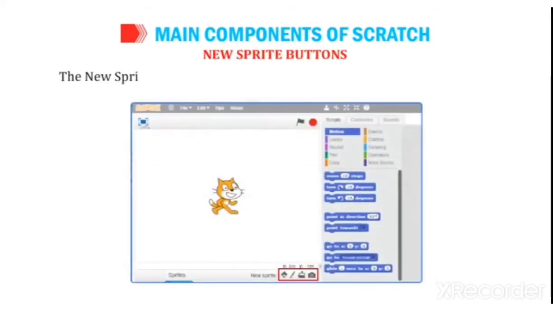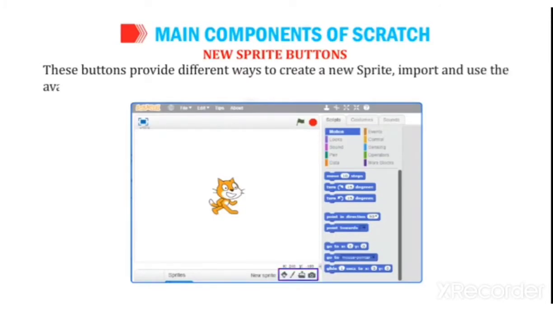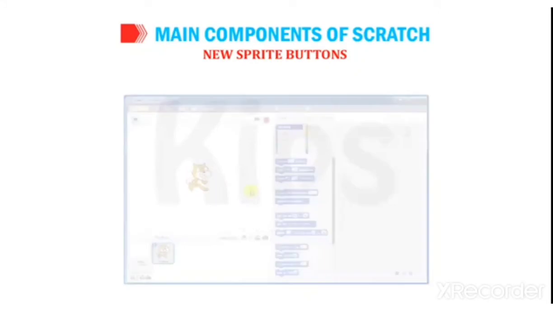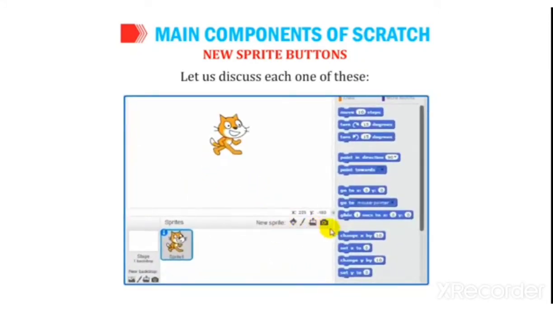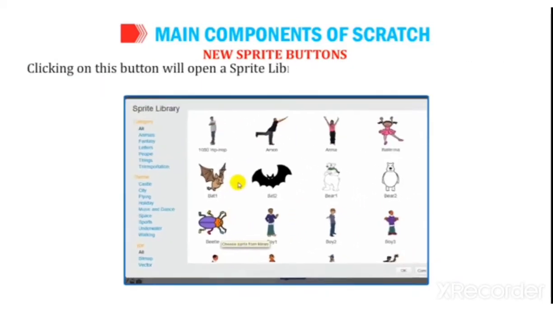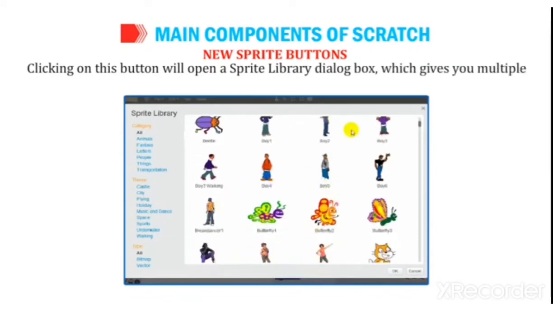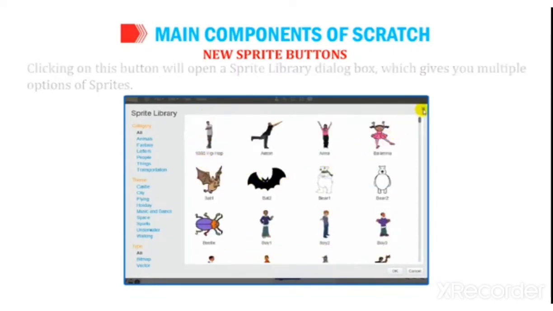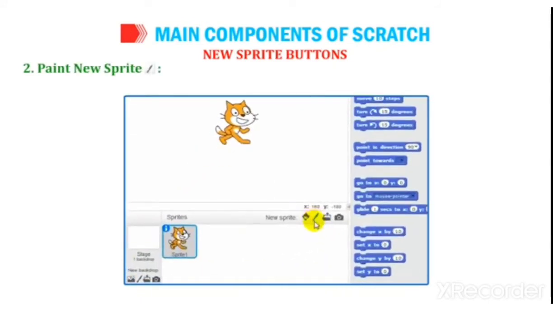New sprite buttons. The new sprite buttons are placed at the bottom right corner of the stage. These buttons provide different ways to create a new sprite, import and use the available sprites. Let us discuss each one of these. Number 1. Choose sprite from library. Scratch contains many exciting inbuilt sprite options. Click on this button will open the sprite library dialog box which gives you multiple options of sprites as you can see.